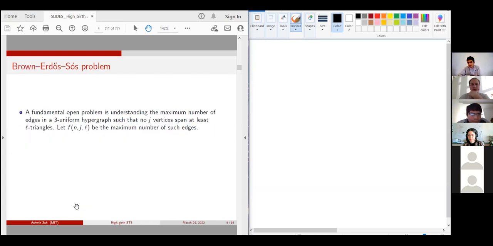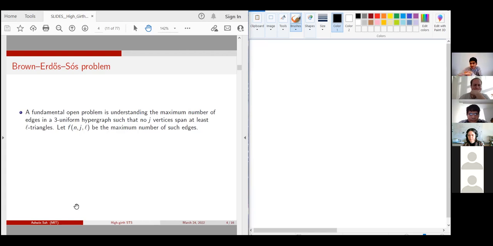All right, so there are many ways to actually motivate the problem that we're going to be talking about today. One that I'll mention is due to this connection with the Brown-Erdős-Sós problem. So this is a very old problem in terms of understanding hypergraphs. You look at a three-uniform hypergraph, let's say, and we want to look at such hypergraphs where no J vertices span at least L triangles.